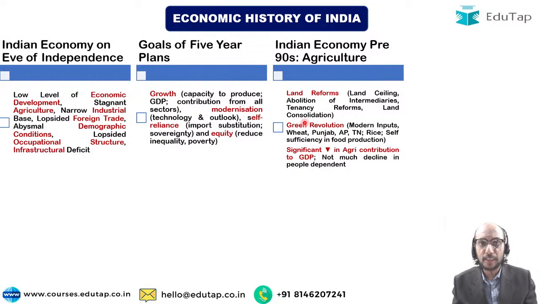Intermediaries meaning zamindars. Why? Because zamindars were not contributing absolutely anything towards development of agriculture in India, you may say, and therefore they were one of the most hated classes, and therefore it was really important to abolish the zamindari system.